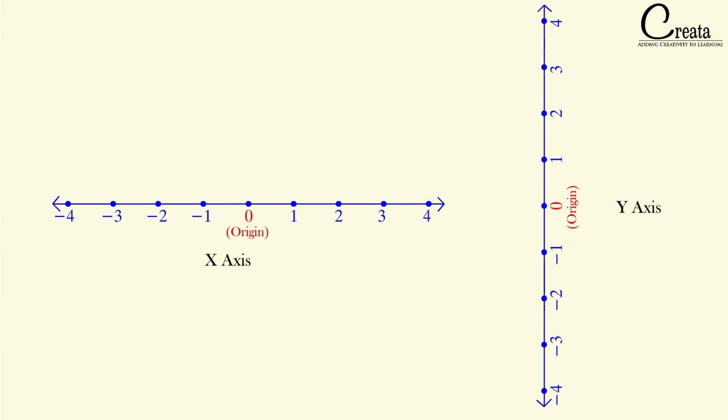Similarly, on the y-axis we have point 0 at the center, and on the top side it has positive numbers in increasing order 1, 2, 3, 4, 5, 6, and below the 0, that is in the downward direction, it will have negative numbers in decreasing order -1, -2, -3 up to infinity. So these are the x-axis and the y-axis.